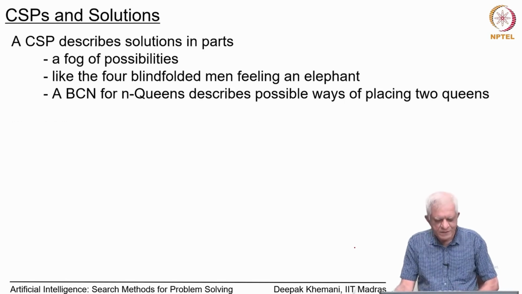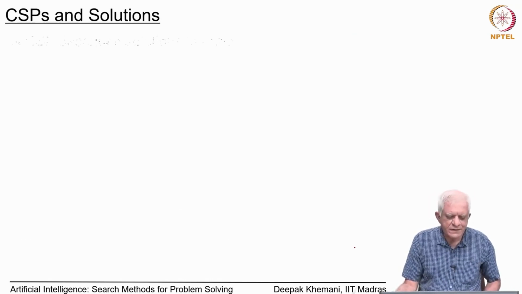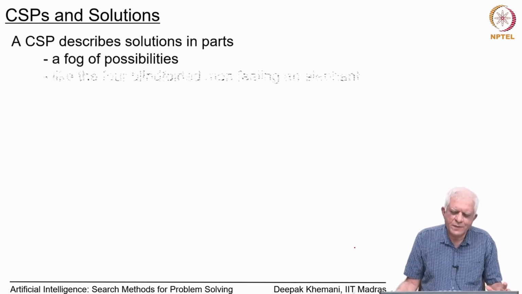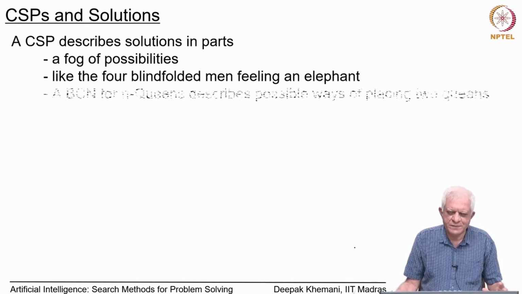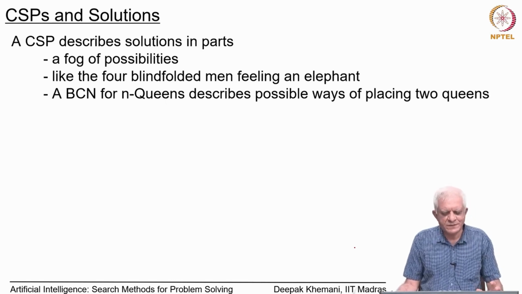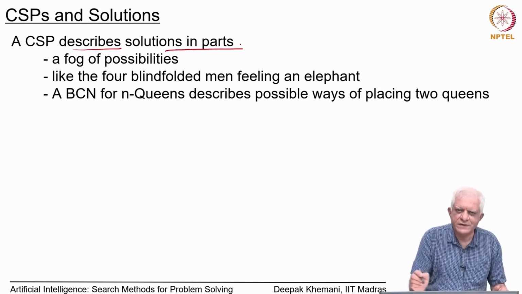Now, we have been talking about constraint satisfaction problems and their solutions. When we express a problem as a constraint satisfaction problem, we are specifying the constraints. And what are constraints? Constraints are relations on a subset of variables. So, a CSP describes solutions in parts only.